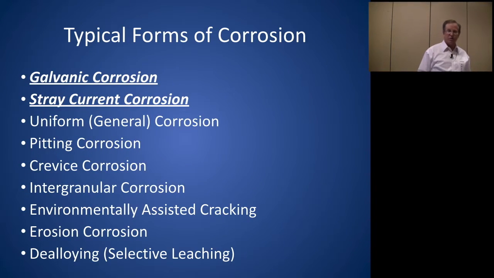There are a lot of different forms of corrosion. We're going to talk about these two today: galvanic corrosion and stray current corrosion. There are a lot of other kinds, but I don't have enough time to talk about those. We're going to go through a lot of slides. I've got 88 slides we have to get through, so this is going to be kind of quick.